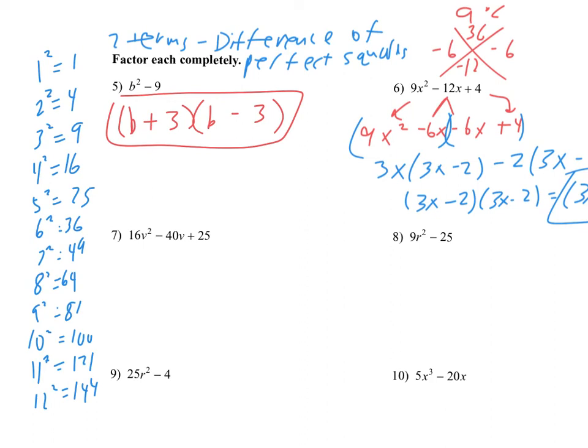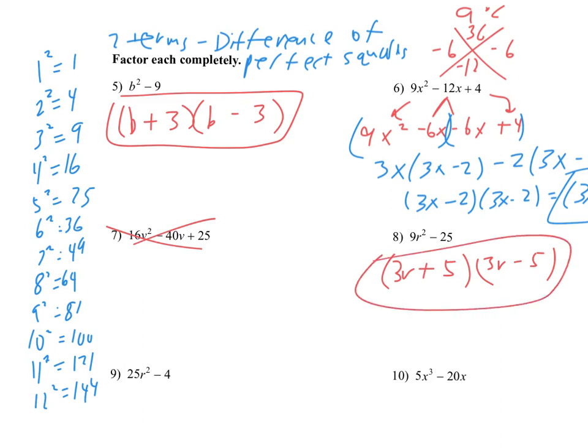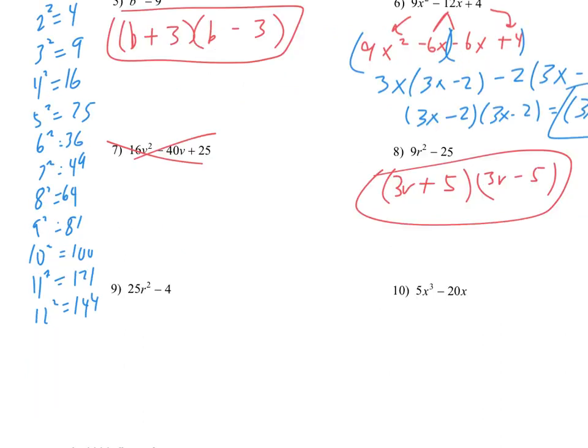All right, so then number 8 is kind of similar there. We're going to go ahead and skip number 7 here, but number 8, I see that 9 and 25 are perfect squares, and they are subtracting, so I can draw my two parentheses here. I could take away the squares here, so I get 3r, I get 5, I get 3r, I get 5, and just put 1 plus and 1 minus. All right, same thing for number 9. So I know these are perfect squares, so I got 5r and 2, 5r and 2 with 1 plus and 1 minus.